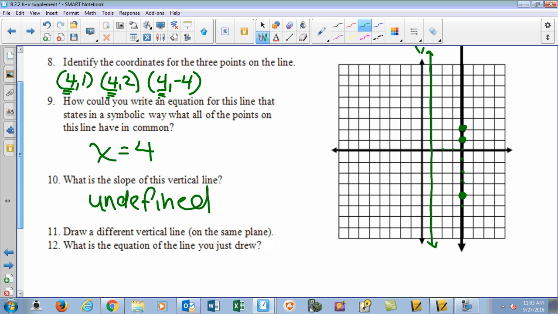Ethan. What x points are all the same? The one I just drew in green here. Someone help him, Xander? It's all 1, right? So our equation for this line would be x equals 1. All right, so here's what we're going to do.